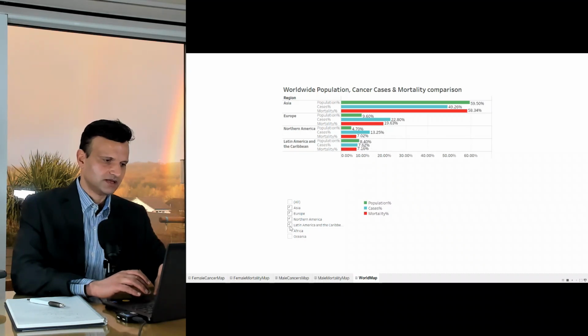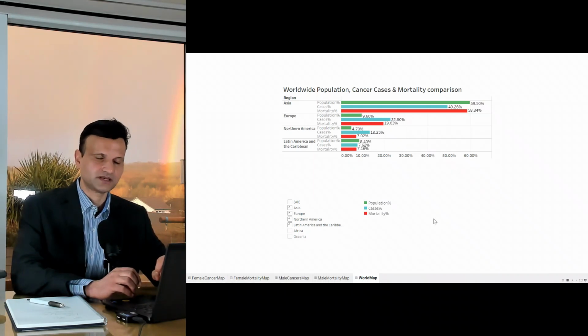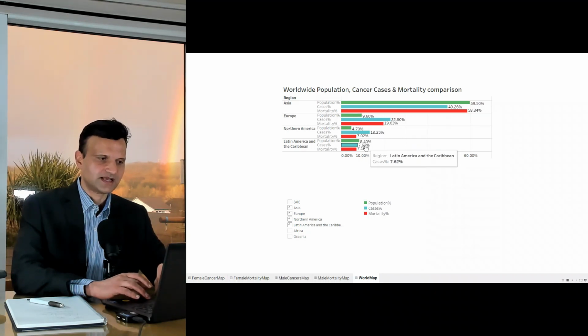All right. We're comparing with South America, also called Latin America, and Caribbean countries, also called West Indian countries. The population is 8.4%, which is less than Europe, but the rate is far less. Compared with Europe, it is 7.62%, and mortality is 7.16%.